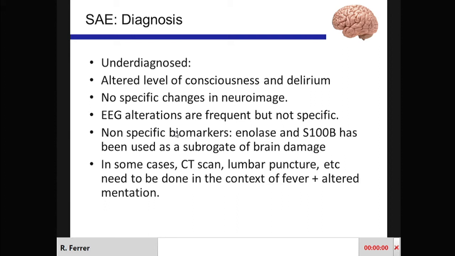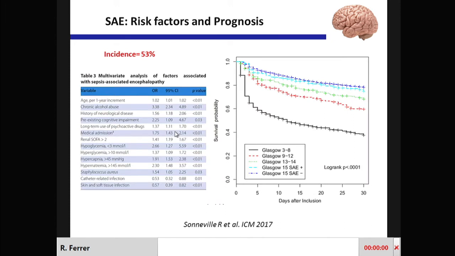The problem with this condition is that usually it's underdiagnosed, and there are no specific tests for diagnosis. There are no specific biomarkers, no specific image test, and no specific functional test. But those patients with this condition are going to die more, especially if they have a Glasgow Coma Score below 13, and some of the risk factors can be corrected, like hyperglycemia or hypo and hypercapnia, but not all of them can be corrected.